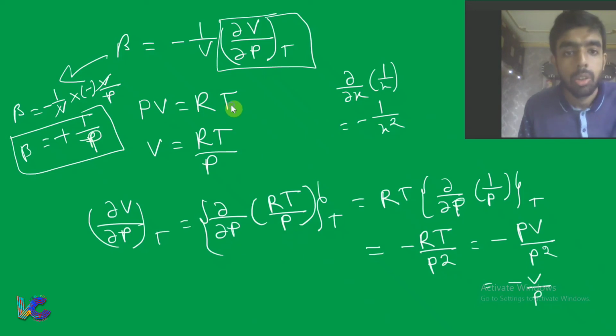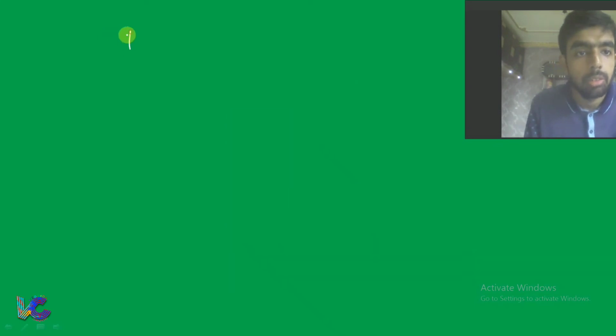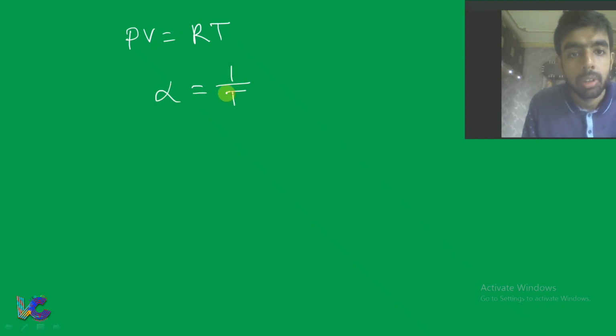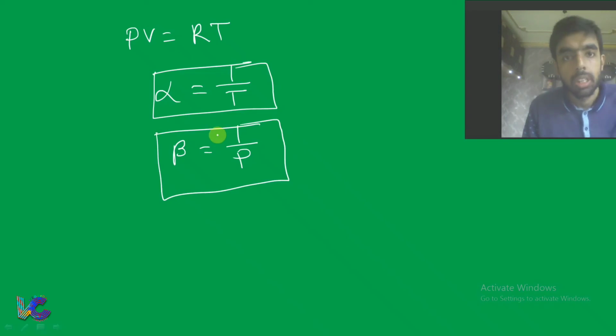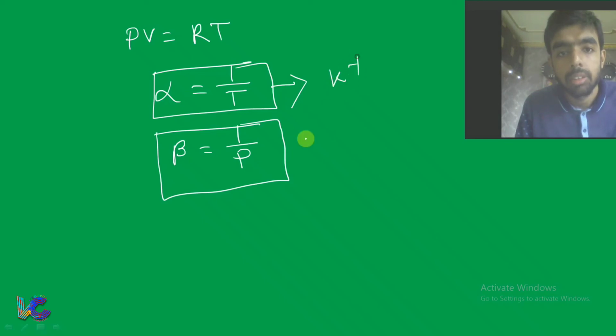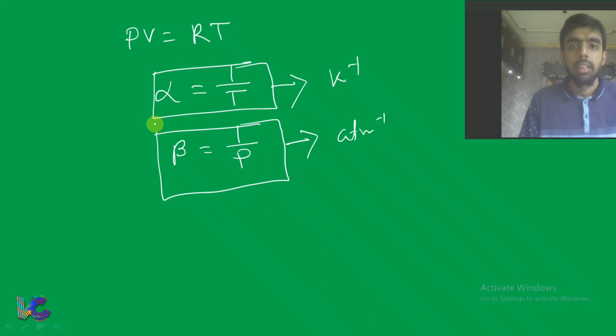So for an ideal gas, for 1 mole, with the ideal gas equation PV equal to RT, alpha becomes 1 by T and beta becomes 1 by P. From here you can understand the unit of alpha is Kelvin inverse, and the unit of beta is atmosphere inverse. You can understand this very easily. So for an ideal gas, alpha is 1 by T and beta is 1 by P.